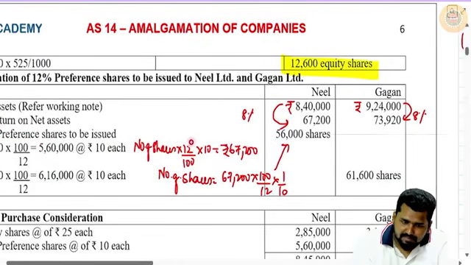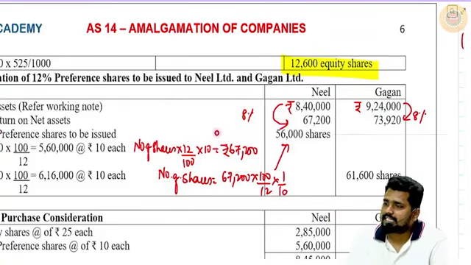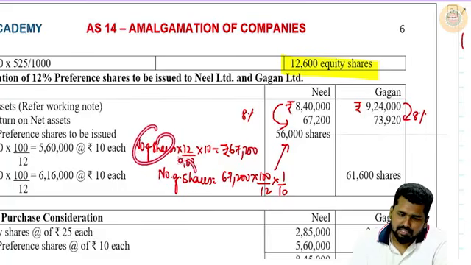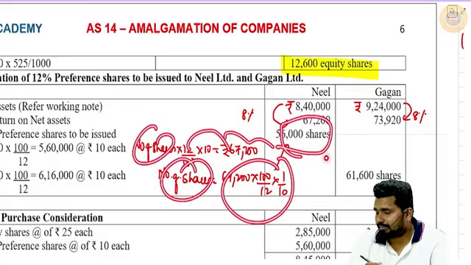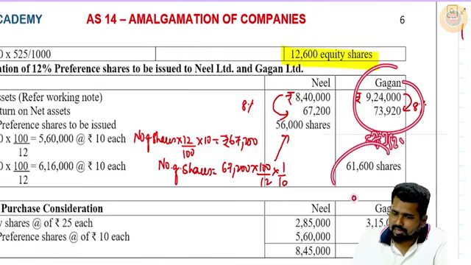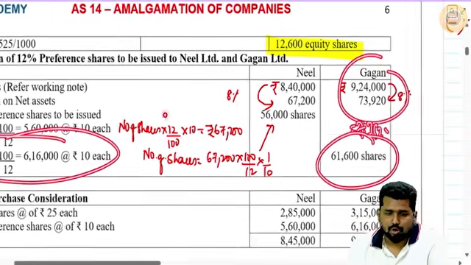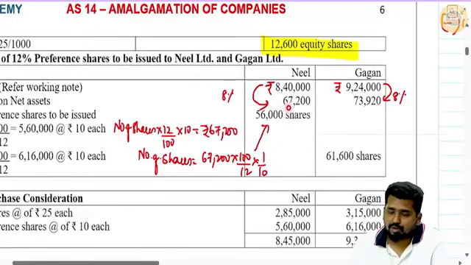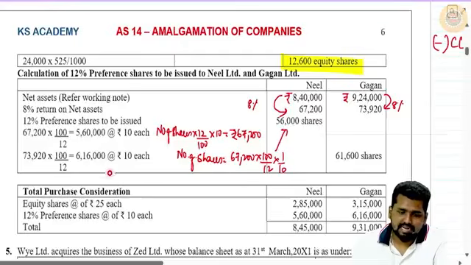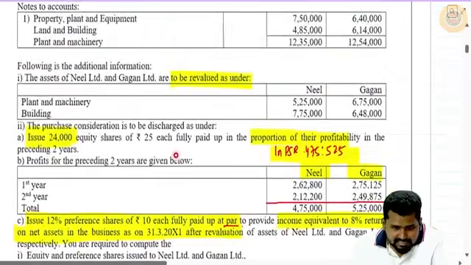Preference shares will fetch me 12%. How many preference shares of 10 each I have to give so that the preference dividend or income they get is 67,200? So number of shares into 12% into face value 10 equals 67,200. I need the number of shares, so take everything to that side and you'll get 56,000. Clear? Same like this, Gagan also you do. How to do it? 73,920 into 100 by 12 into 1 by 10. You'll get this value. So how many preference shares are we going to give to Neil Limited? 56,000, and for Gagan 61,600.